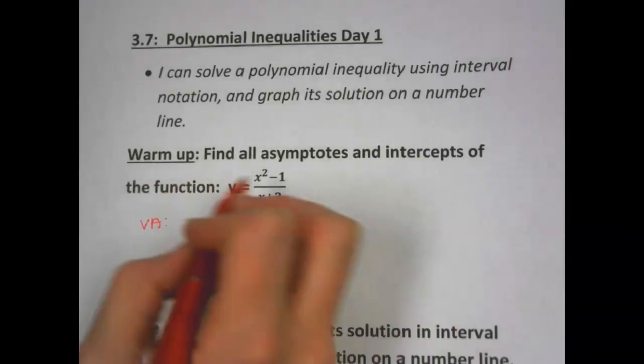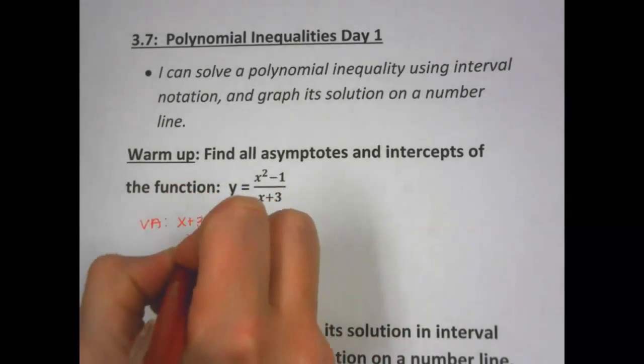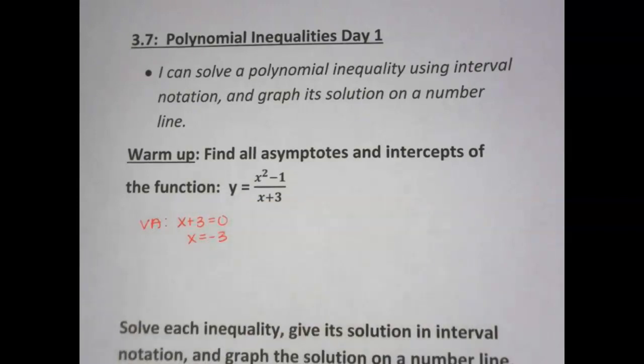Vertical asymptote, you take the denominator and set it equal to 0 and then solve. So x plus 3 equals 0. We get x equals negative 3.